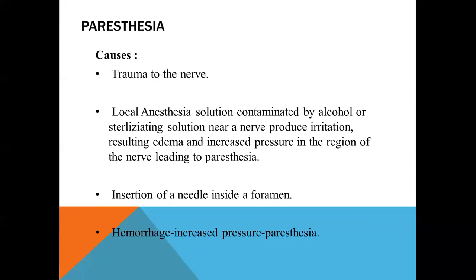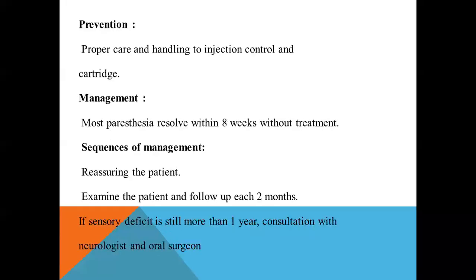Coming to the third complication, which is paresthesia. What is paresthesia? It is prolonged anesthesia in the particular region. How does it occur? The causes will be trauma to the nerve, local anesthetic solution contaminated by alcohol or sterilizing solution near a nerve producing irritation, resulting in edema and increased pressure in the region of the nerve, leading to paresthesia. Insertion of the needle inside a foramen, or hemorrhage with increased pressure, will also cause paresthesia.